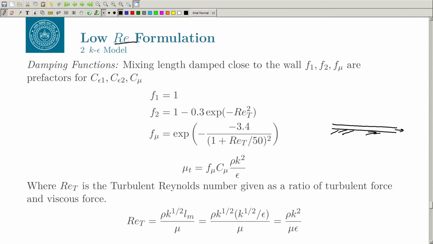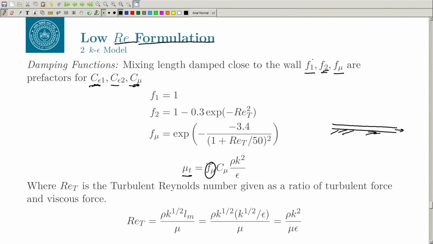So, van Driest changed the Prandtl model by adding some damping. The same thing is done in the low RE formulation of the K epsilon model, so that it works not only away from the wall, but also very close to the wall. What they have done is use different damping for different coefficients. These are f1, f2 and f mu, for c epsilon 1, c epsilon 2 and c mu. Wherever there is c epsilon 1 you multiply with f1, c epsilon 2 is multiplied by f2, and in the definition of mu t, c mu is multiplied by f mu.